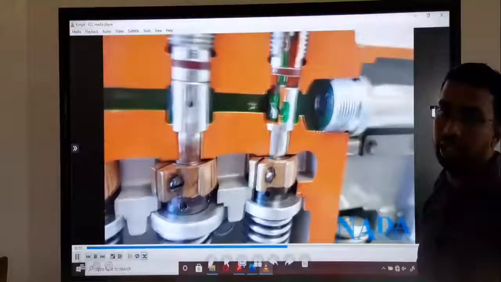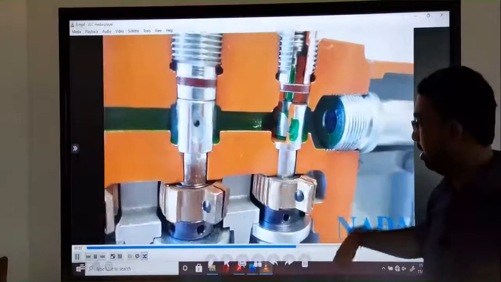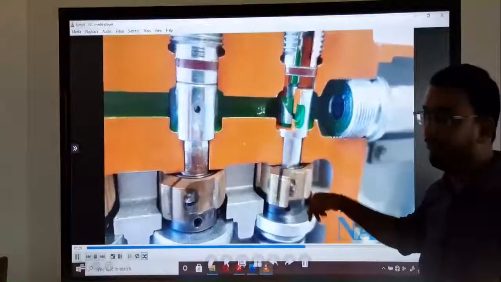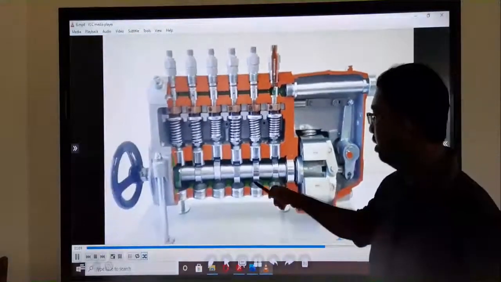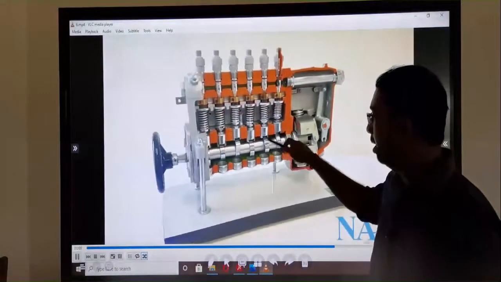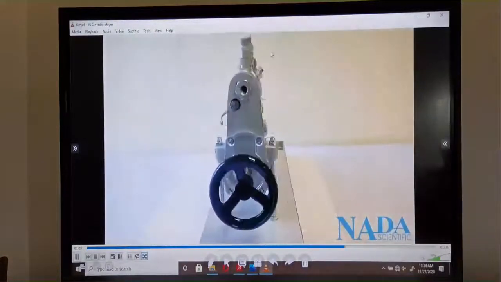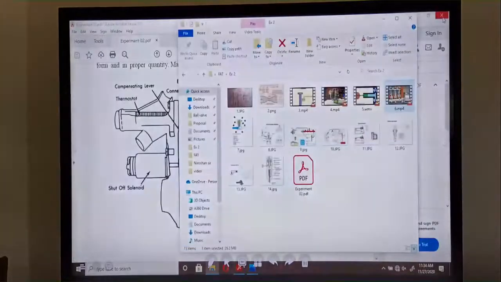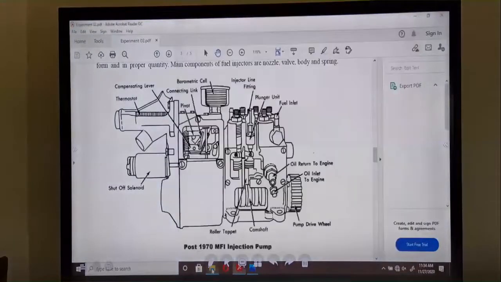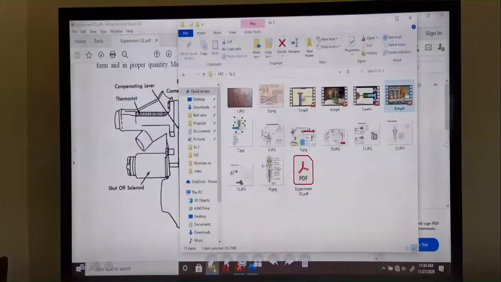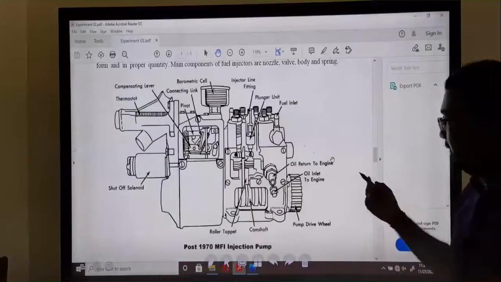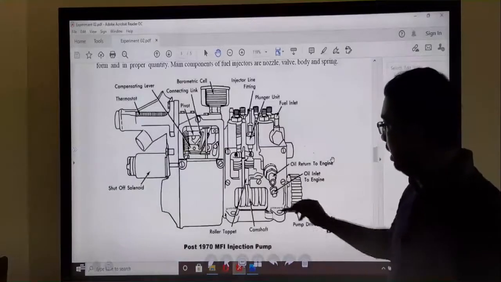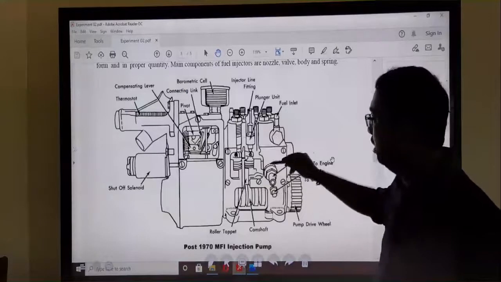So this is the firing order of the injectors. That depends on the rotation of the camshaft, because it is connected with the camshaft. Okay, this is the camshaft. With the rotation of this camshaft, this plunger also moves like this. So I explain here: this is a camshaft, this is a plunger unit, and this is the connection for the injectors.